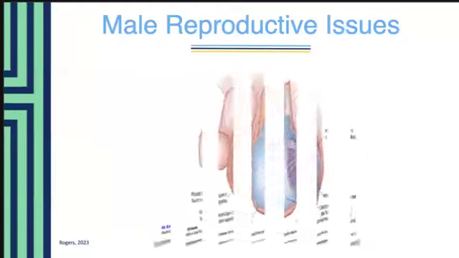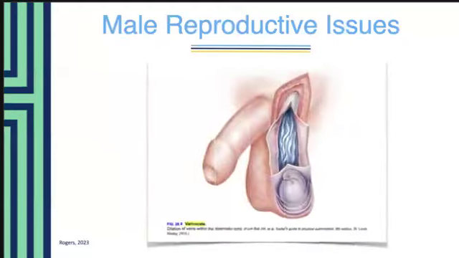The next is called a varicocele. And this is an abnormal dilation and tortuosity of the pampiniform venous plexus that drains blood from the testicles. It most commonly affects the left side due to the anatomical differences, where the left testicular vein drains into the higher pressure renal vein, while the right side actually drains into the lower pressure inferior vena cava.